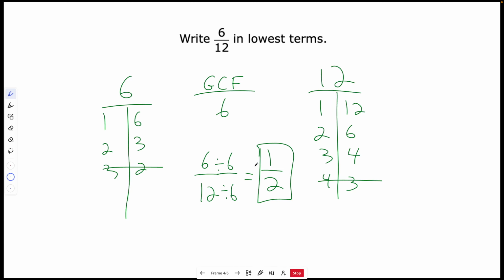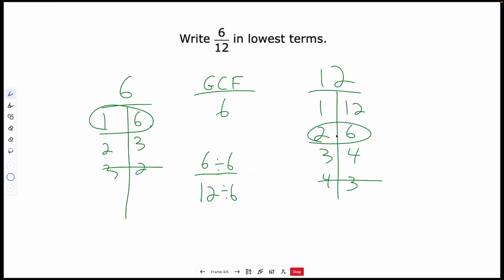The other way to think of it is if you look at the table, if you make a table, 1 and 6, 2 and 6, so it's the number that is left in the table. You started with 6 over 12. You take out the 6's, you're dividing out the 6's, so that leaves you with a 1 and a 2, right? And that's how you end up with 1 over 2, or 1/2.